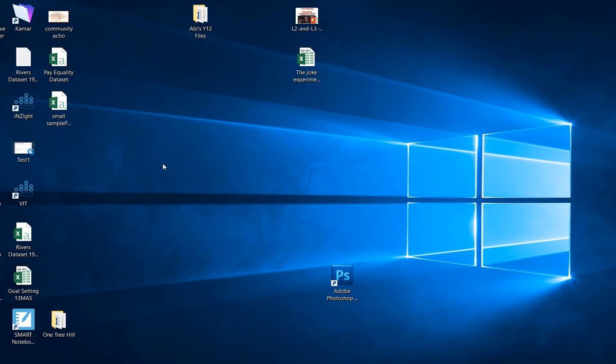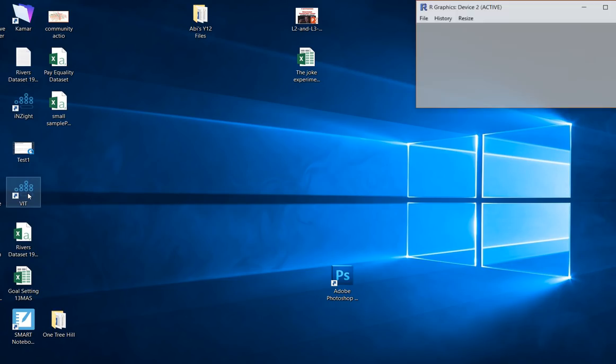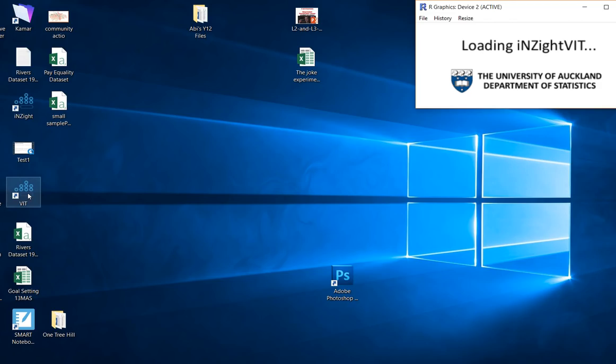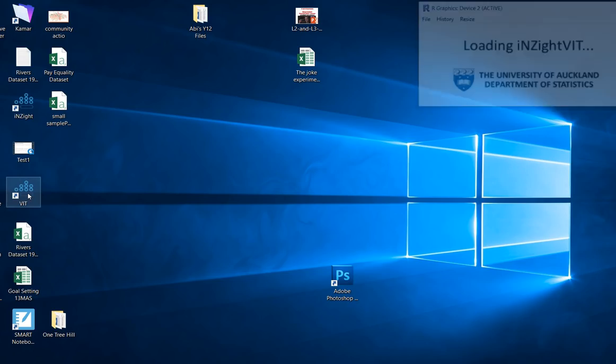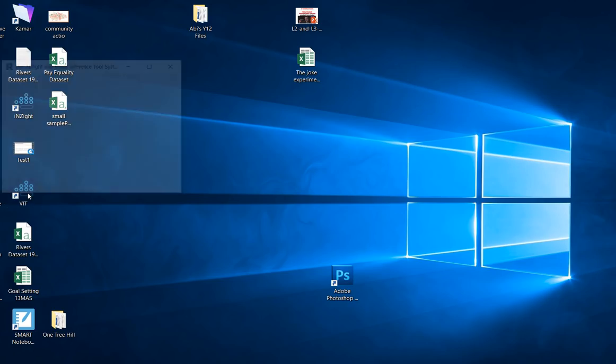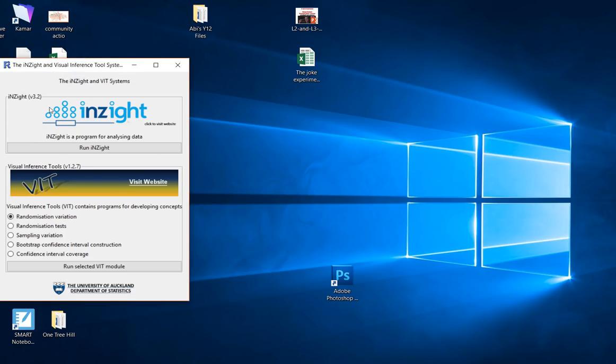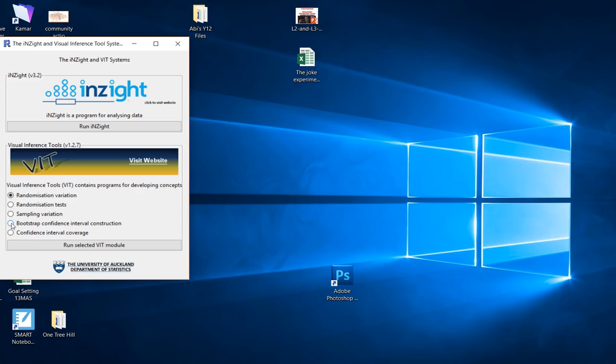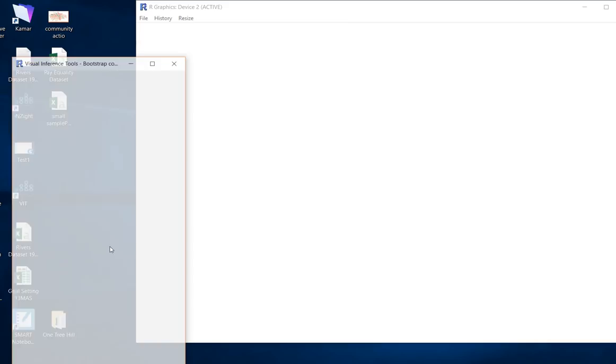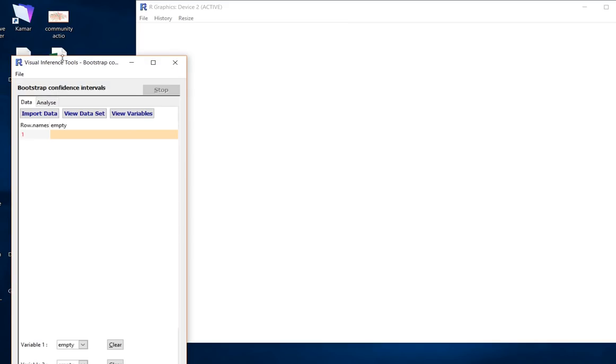So we're going to have a look at the features of the VIT module. I'm just going to open it up. To get the most out of this, you will need to use the data set called small sample. So we're going to come under the Bootstrap confidence interval construction and run the VIT mode.